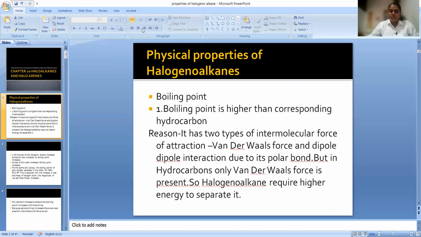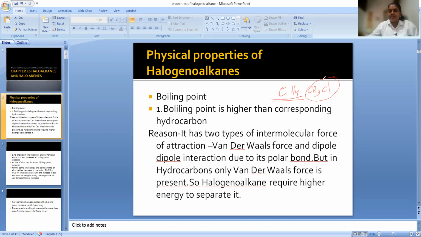the corresponding hydrocarbon. For example, if you are comparing CH4 and CH3Cl, CH3Cl must have the higher boiling point than CH4. The reason for that is in hydrocarbon there is only one type of intermolecular force present. That intermolecular force is only van der Waals force of attraction.